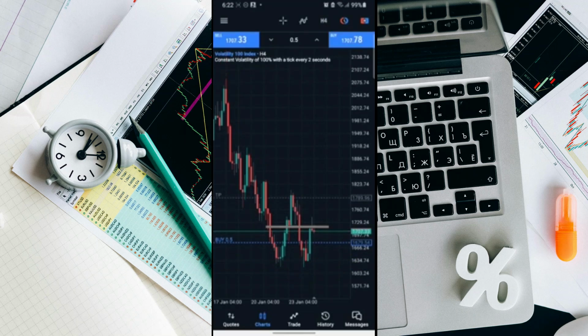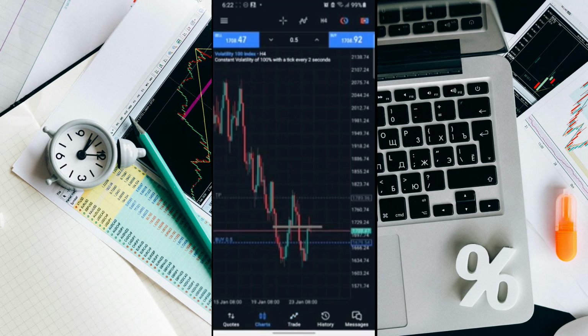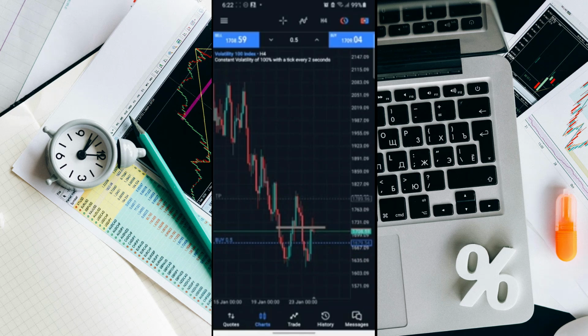So this kind of pullback was formed because there was a bit of a hammer that was crossed on that line that is going to form the neckline. So that resistance or support rather is forcing the market not to just go up just like that, because it's an area of confluence, and the price cannot just pass through an area of confluence without facing any difficulties.